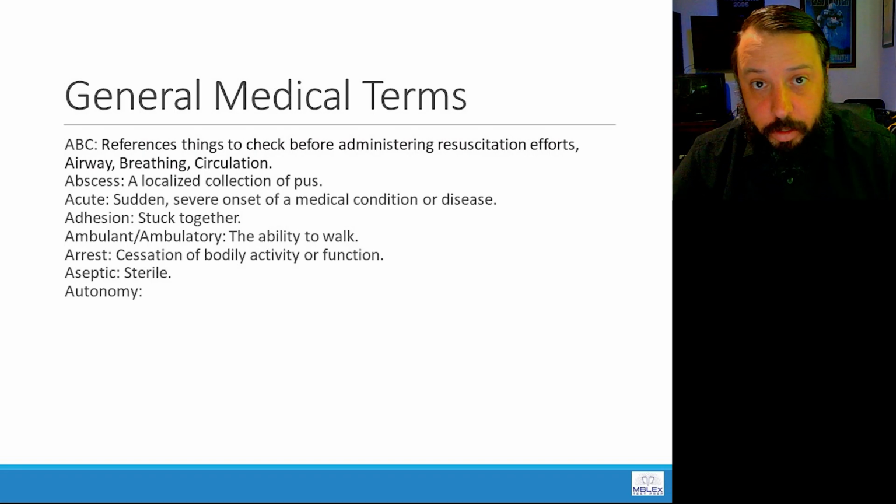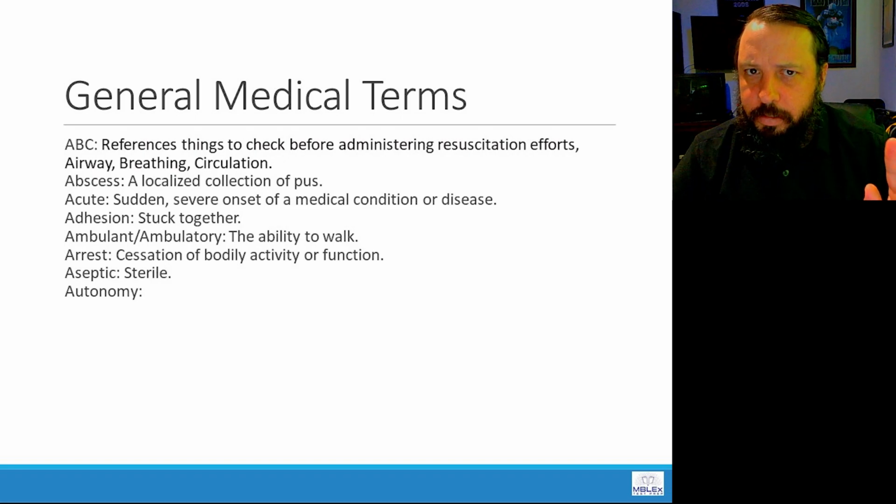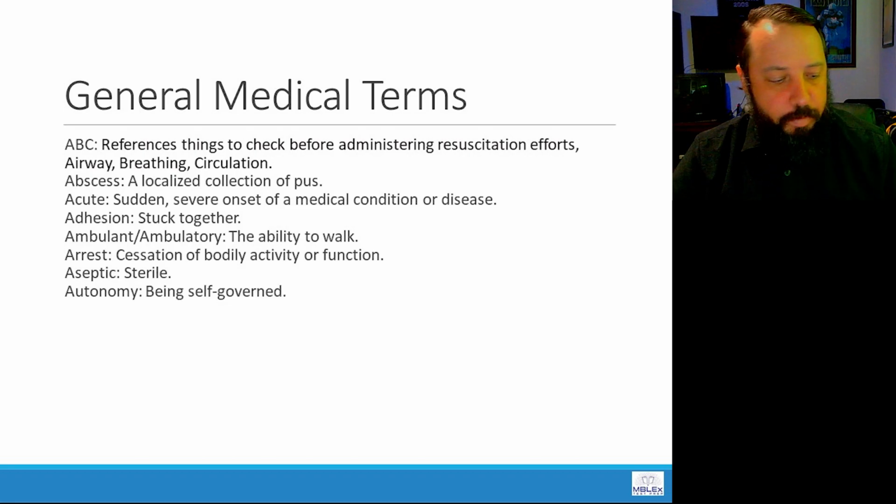Okay, autonomy. I think we talked about this a little bit earlier, right? So auto means self. So autonomy is being self-governed. It's making decisions for yourself in your best interest, right? You figuring out what's best for you. You having the autonomy to decide for yourself what's best for you.